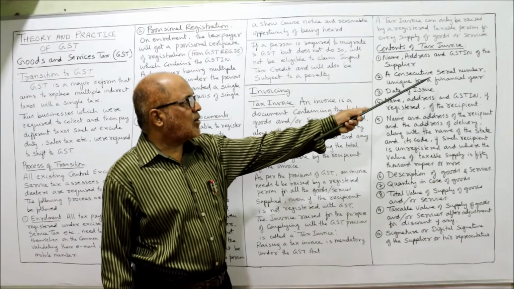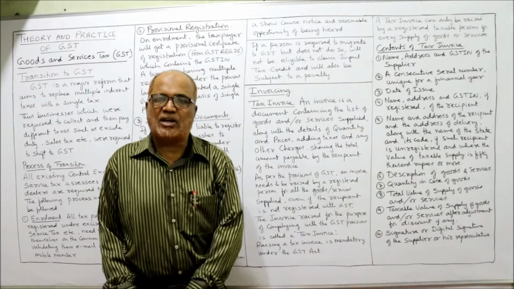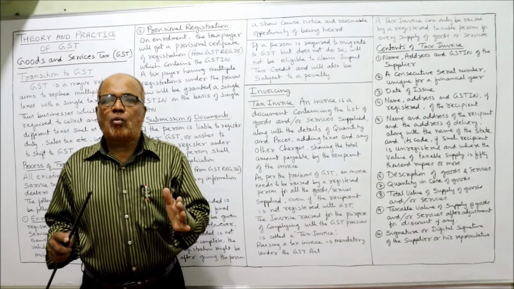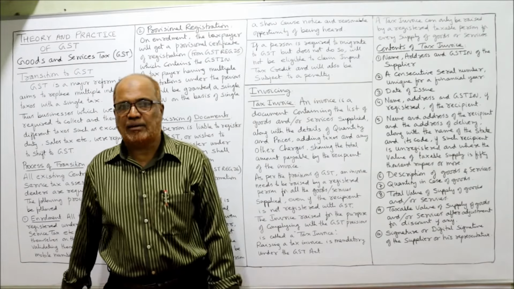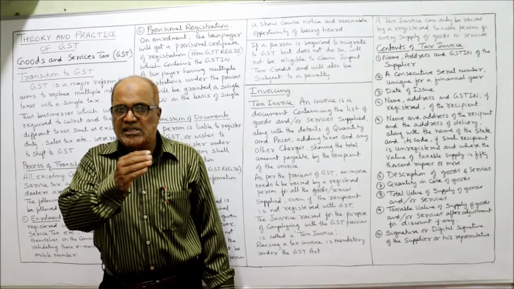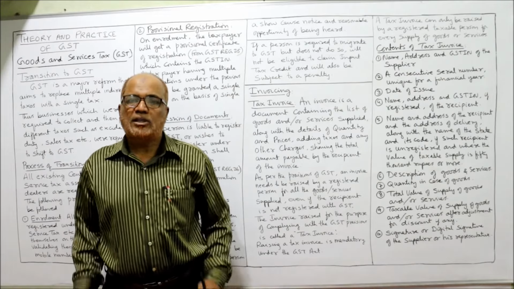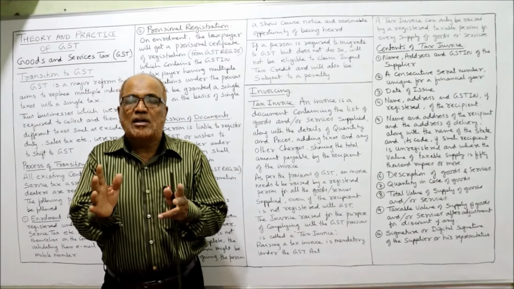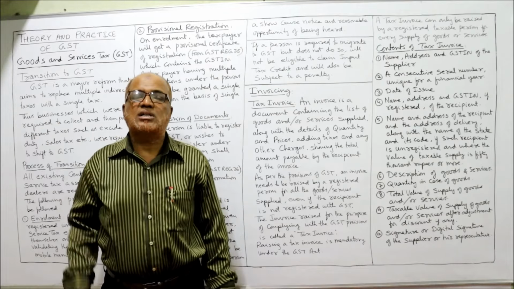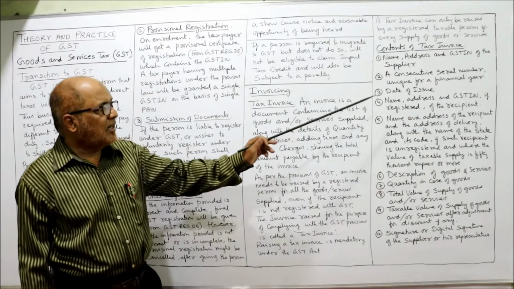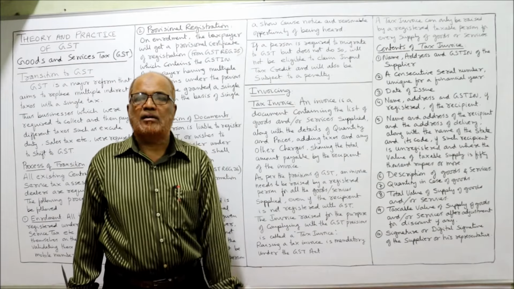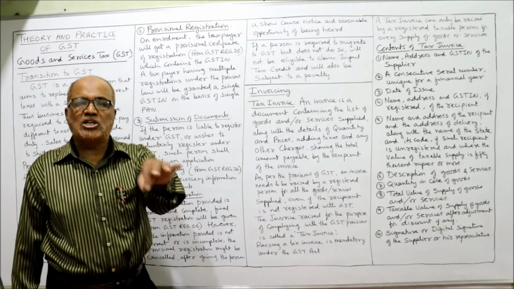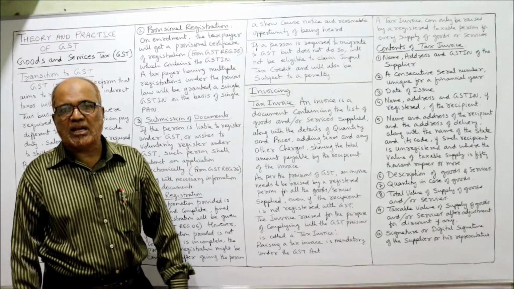Secondly, a consecutive serial number unique for a financial year. Every invoice must have a unique number for that financial year. That means consecutive numbers should be there. There should not be missing invoices. The invoices should be in consecutive numbers. Thirdly, date of issue. Every invoice must bear the date on which the invoice is raised.